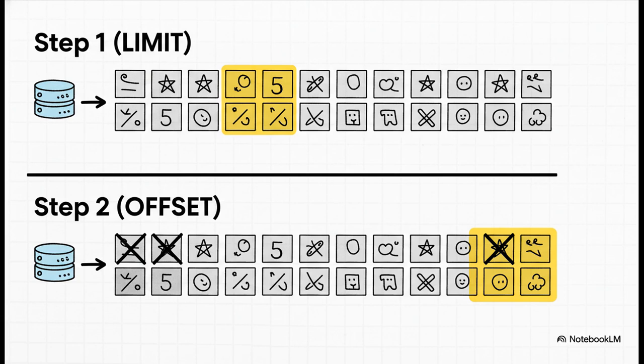You just tell the server two things. First, hey, give me 10 items. That's your limit. Then for the next page, you say, okay, give me another 10 items, but offset by the first 10 I already saw. You're basically just telling it how many items to skip before it starts counting.